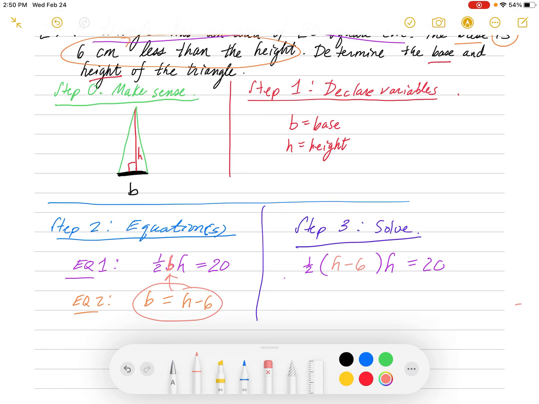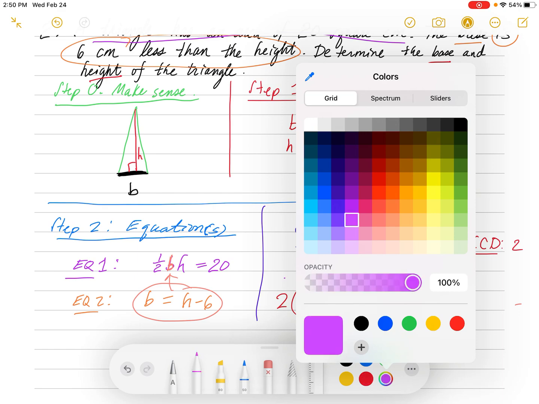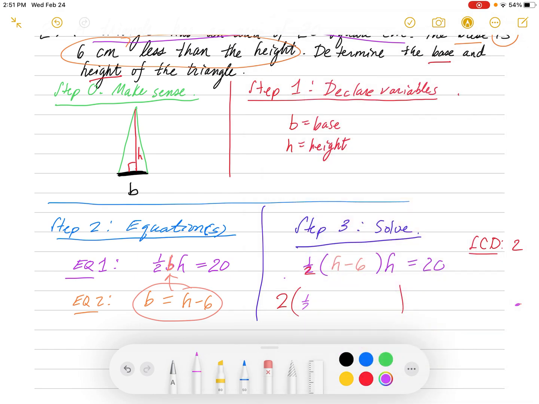Now this kind of equation here has a fraction. And I don't like fractions, so I like to get rid of my fractions. How do I get rid of my fractions? I find a common denominator, an LCD, and multiply both sides by the LCD. So let's find an LCD. Well, really, there's only one denominator here, and that's denominator 2. That's going to be my LCD. And we'll multiply both sides by 2. I'll take 2 times the left-hand side, 1/2 times (h minus 6) times h, and then I'll multiply 2 times the right side, 2 times 20.